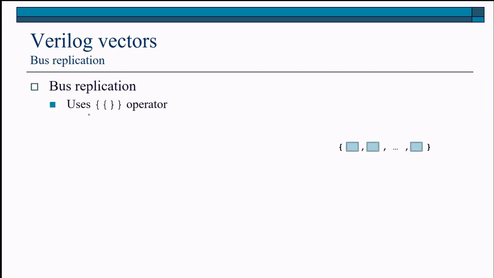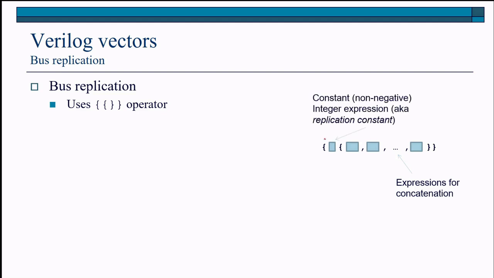Bus replication involves the bus replication operator, and we can describe it as follows. We start with the bus concatenation operation. So we've got a number of expressions. We can have one or more expressions separated by a comma and enclosed with curly brackets. And this is the bus concatenation operation. What replication does is it causes the expression formed by the bus concatenation to be repeated a number of times. And that involves specifying a replication constant, which is an integer value, enclosed with curly brackets.